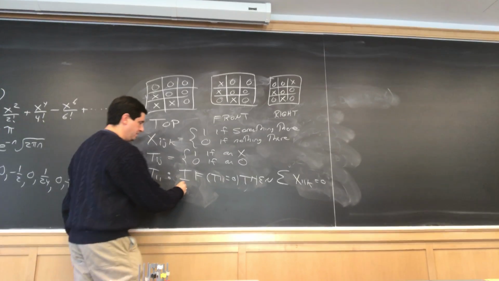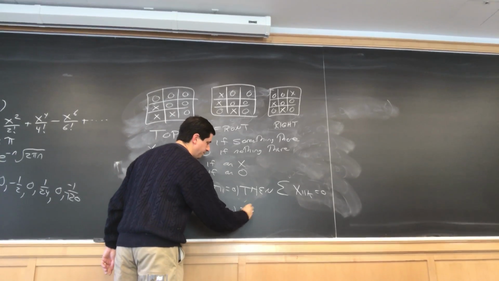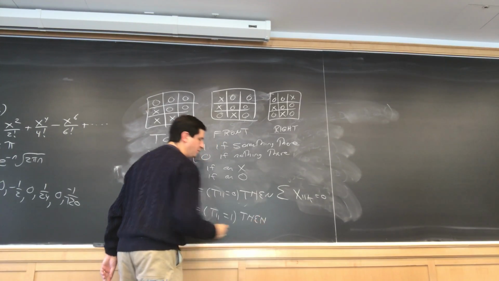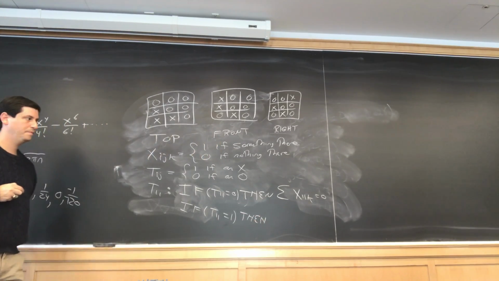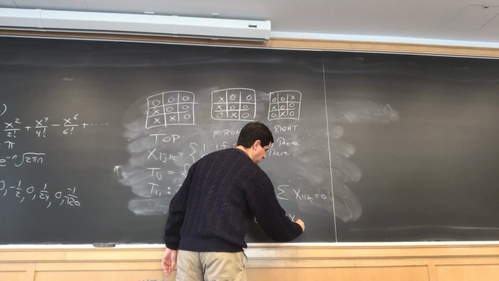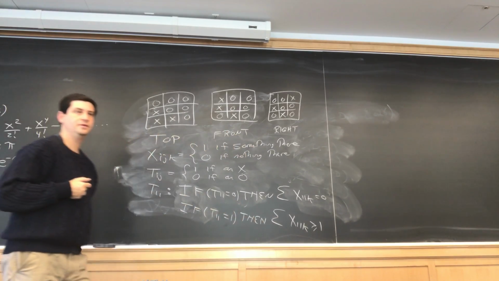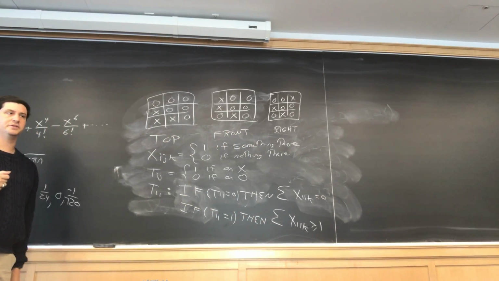And then if T11 equals 1, then what? It has to be greater than 0. I say greater than or equal to 1. And then we just keep putting in constraints like that.